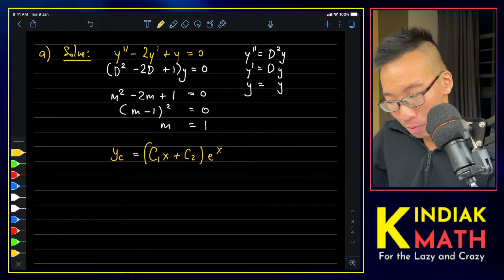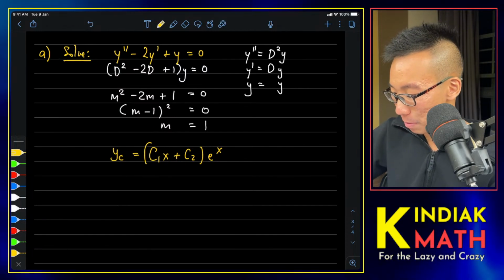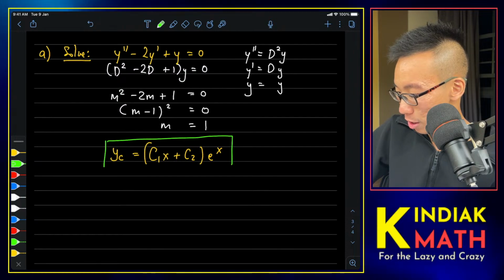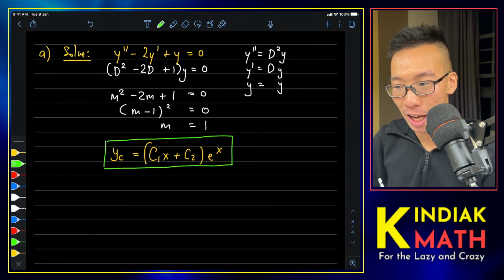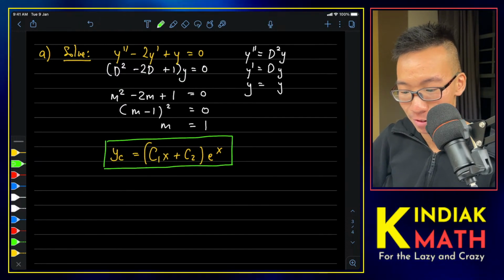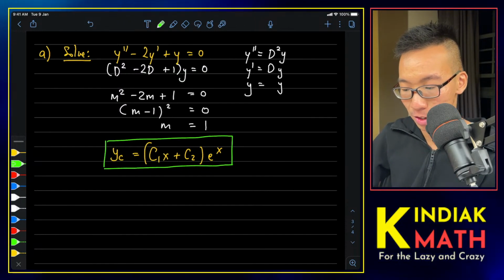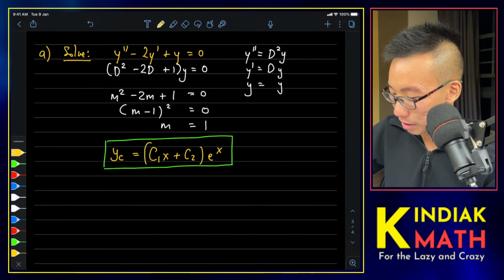Alright, so I believe this is the solution. I believe this is the yc solution. In fact, I will call this yc first because that will help us later on with the differential equation.